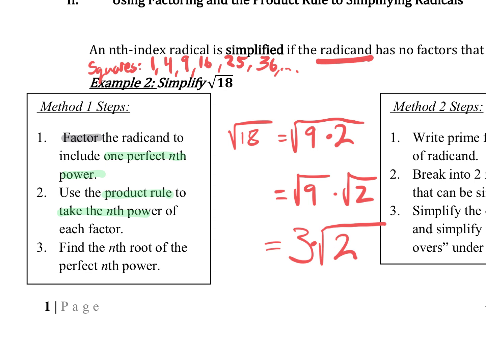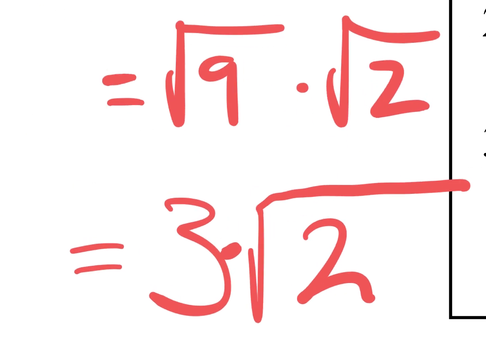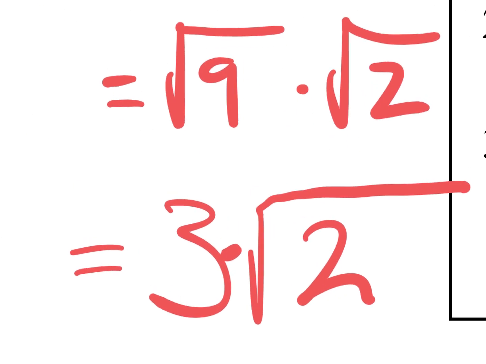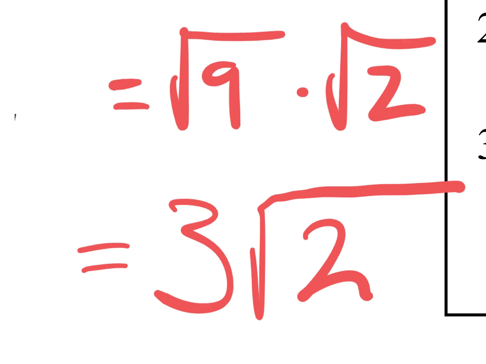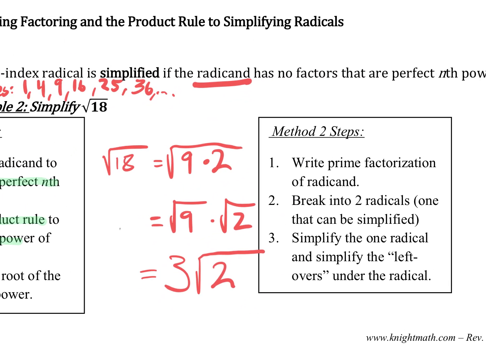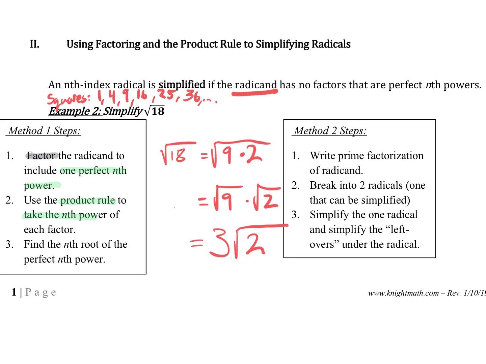Now, we don't usually write this little times in there, so I'm going to erase that little times here. And so we'll write it like this, and we read this as 3 square root of 2. What it means is 3 times the square root of 2. All right, that's one method.